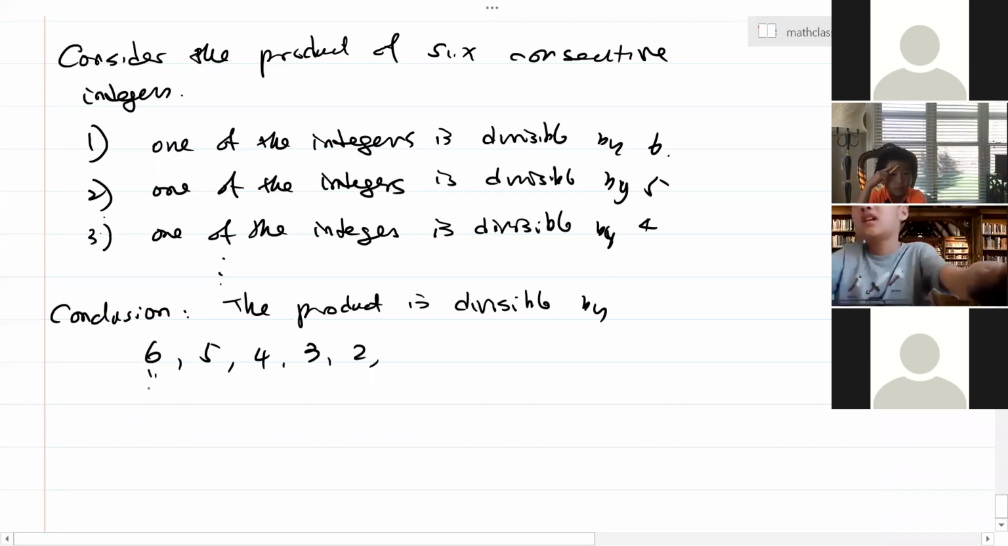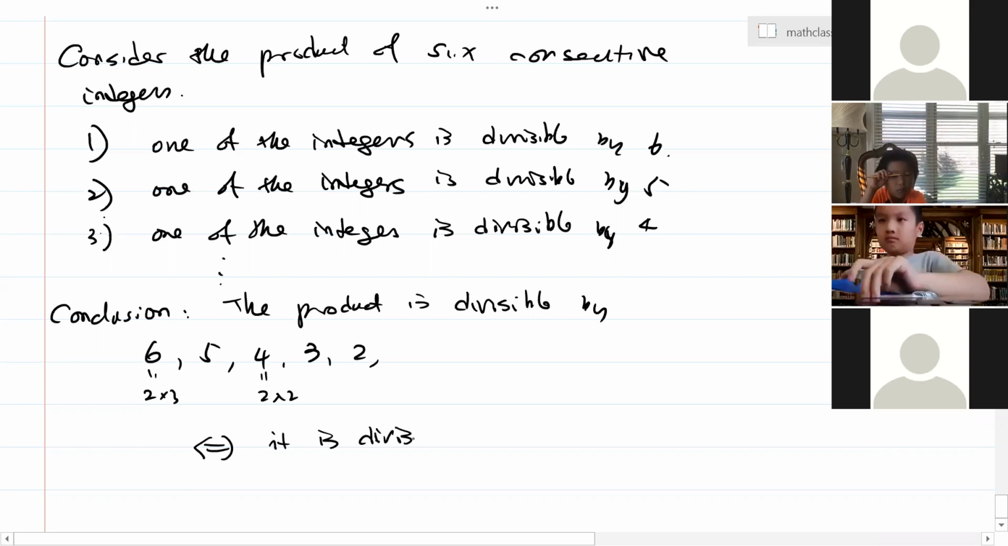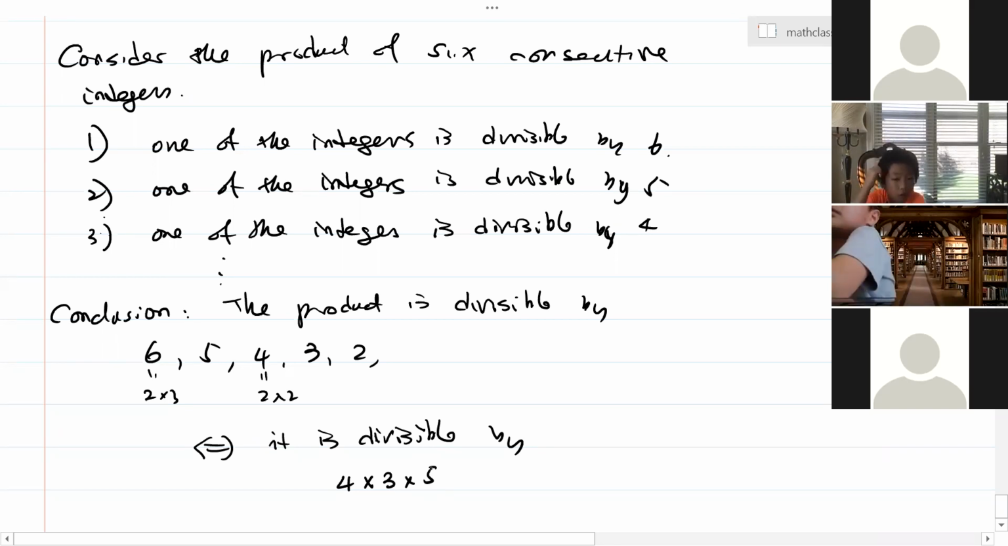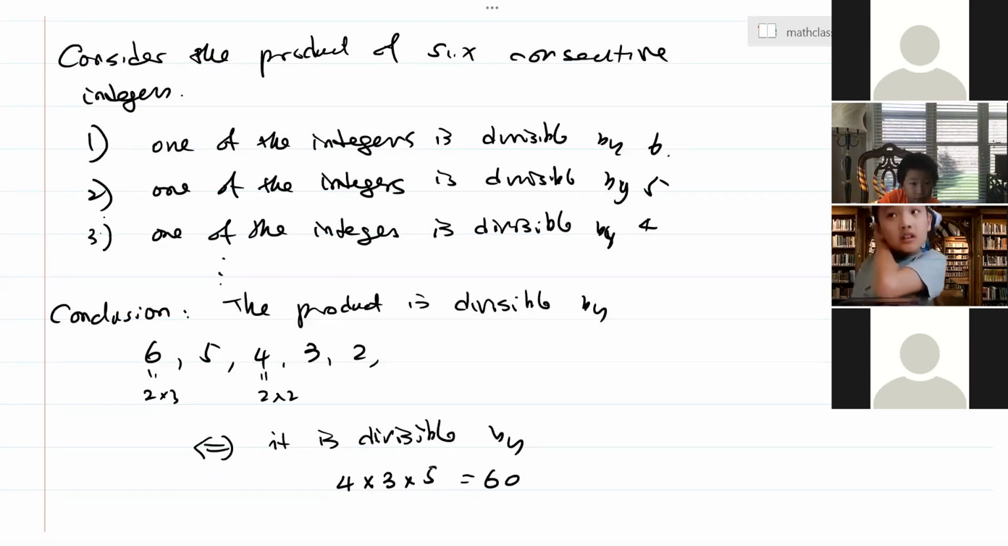And among them, this is 2 times 3, and this is 2 times 2. So then it's equivalent to saying that it is divisible by 4 times 3 times 5, which is going to be 60. So it's divisible by 60. The product of 6 consecutive integers will be divisible by 60.